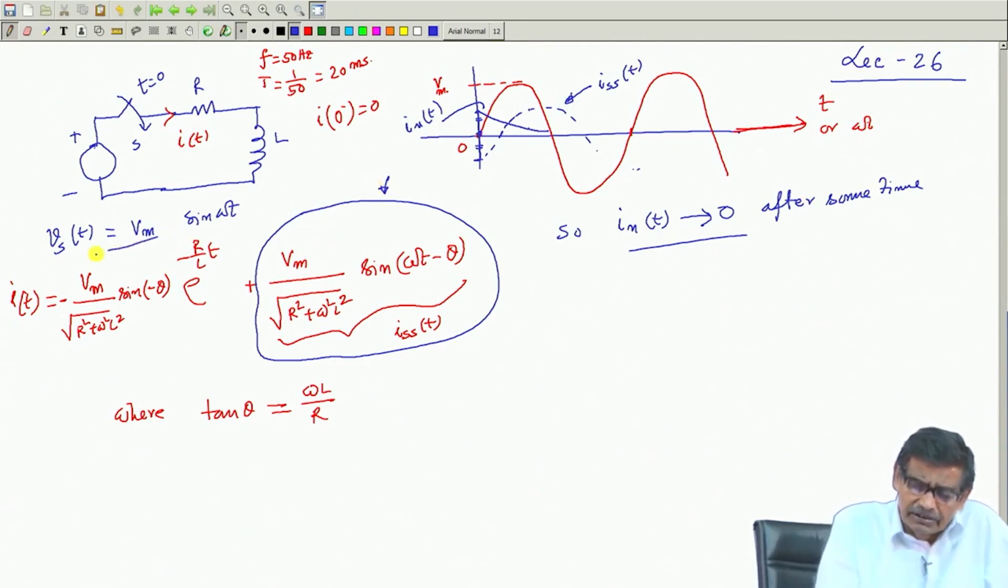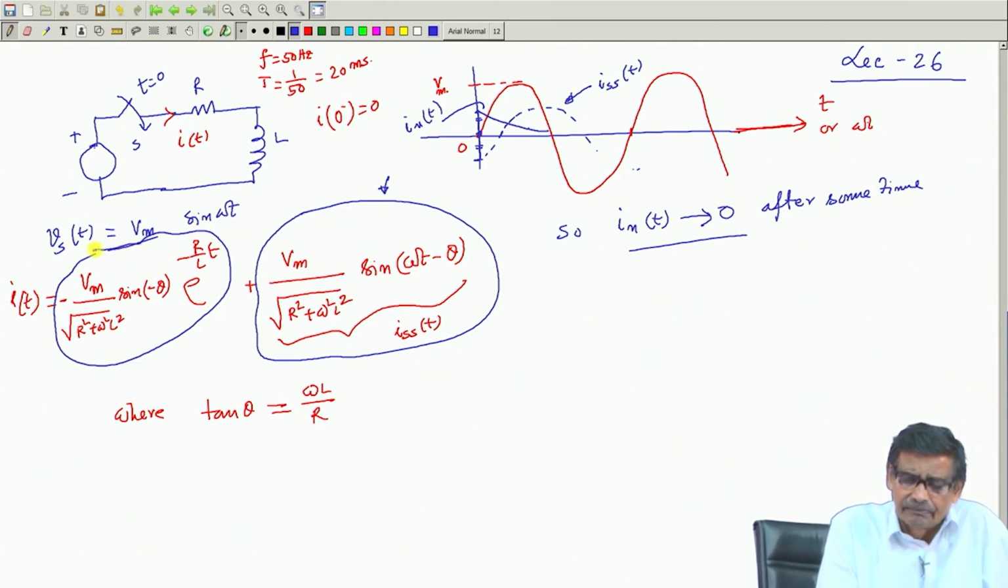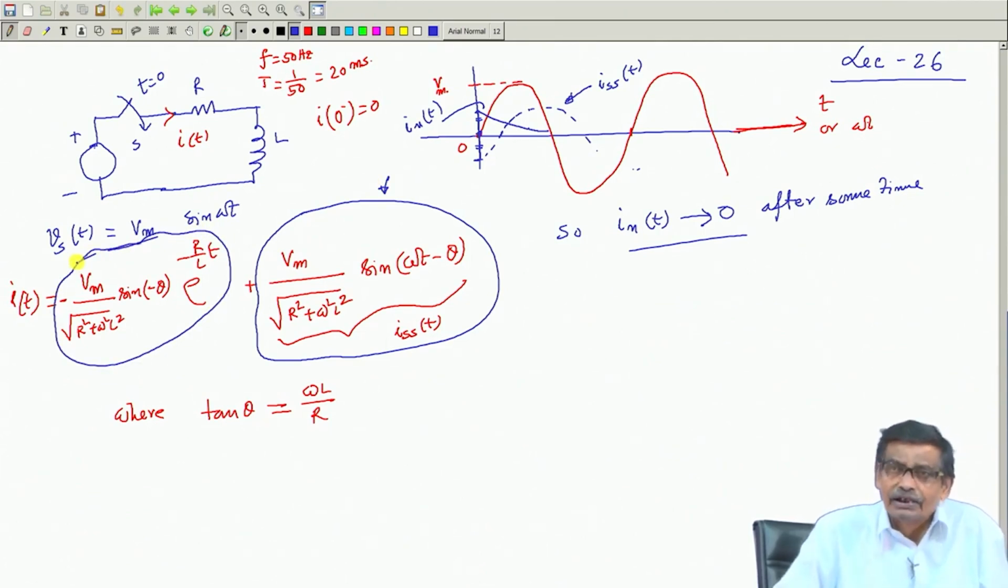This natural part of the solution I will not care about. Of course, this term is important in case of fault analysis in power system circuits. In day to day work, it may not be that important. For example, how much will be your electricity bill? You do not bother about this term. It is this steady state current and steady state voltage that will grossly decide what will be your electricity bill.